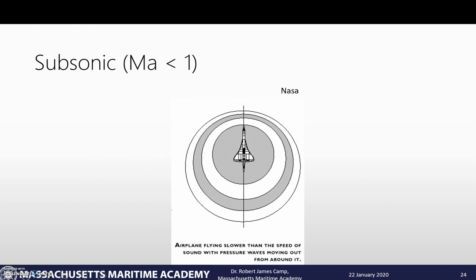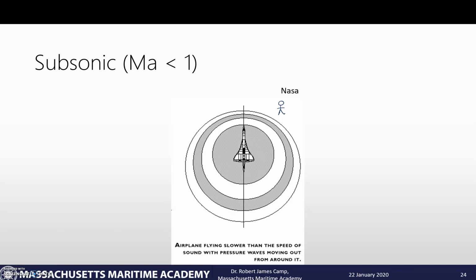So let's talk about subsonic. Got some nice little pictures here from NASA that we're going to use. Subsonic is when you're below a Mach number of 1. So if Mach 1 is the speed of sound, anything less than that would be subsonic, going less than the speed of sound. So if I was a little person standing right here, those sound waves are moving faster than the plane. I will hear the plane before I will see the plane, because the sound waves will reach me first because they're moving faster than the plane.